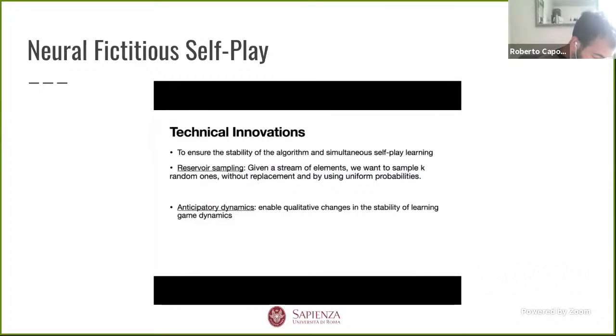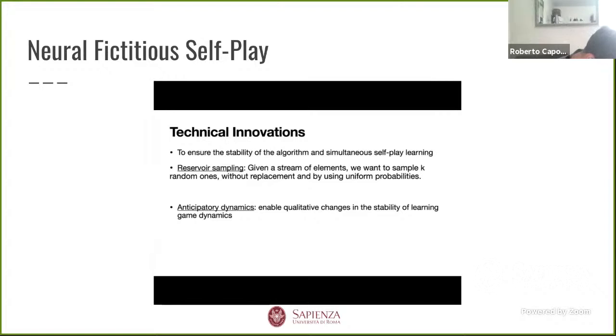In order to ensure stability of the algorithm during simultaneous self-play, FSP introduced two technical innovations. One is reservoir sampling, to avoid windowing artifacts due to sampling from a finite memory, and the other is anticipatory dynamics, to enable qualitative changes in the stability of learning game dynamics. The idea behind this is to introduce an anticipated correction to the action, to enable each agent to both sample its own best response behaviors and more effectively track changes to opponents' behavior.